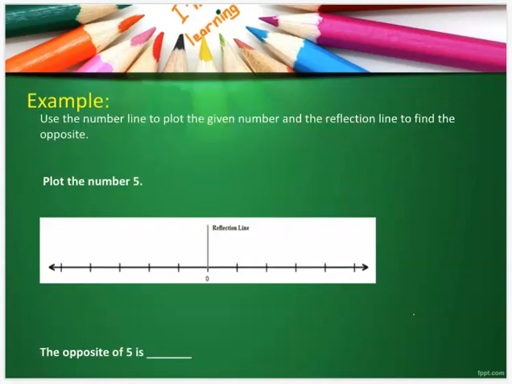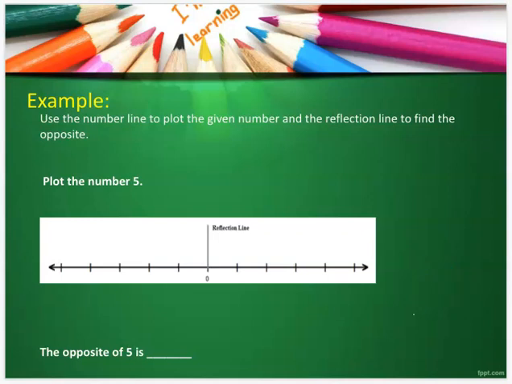Showing things on a number line is very helpful to our visual learners. So first, we would plot the number 5 on a number line, and then notice that I've labeled 0 with a reflection line. So opposites are the same distance from 0. So if I folded this number line on that line of reflection, the number and its opposite would touch each other.